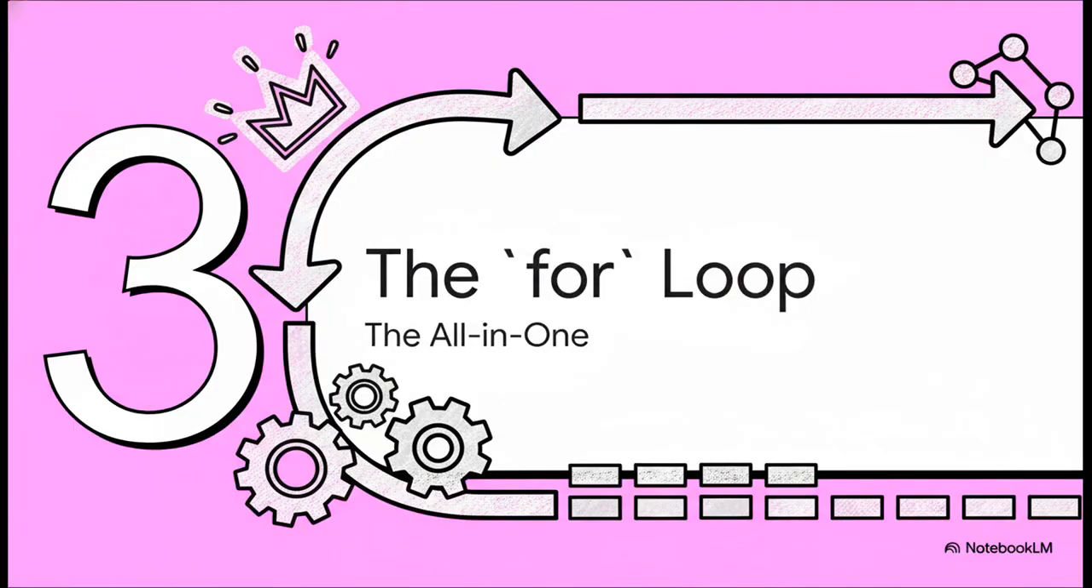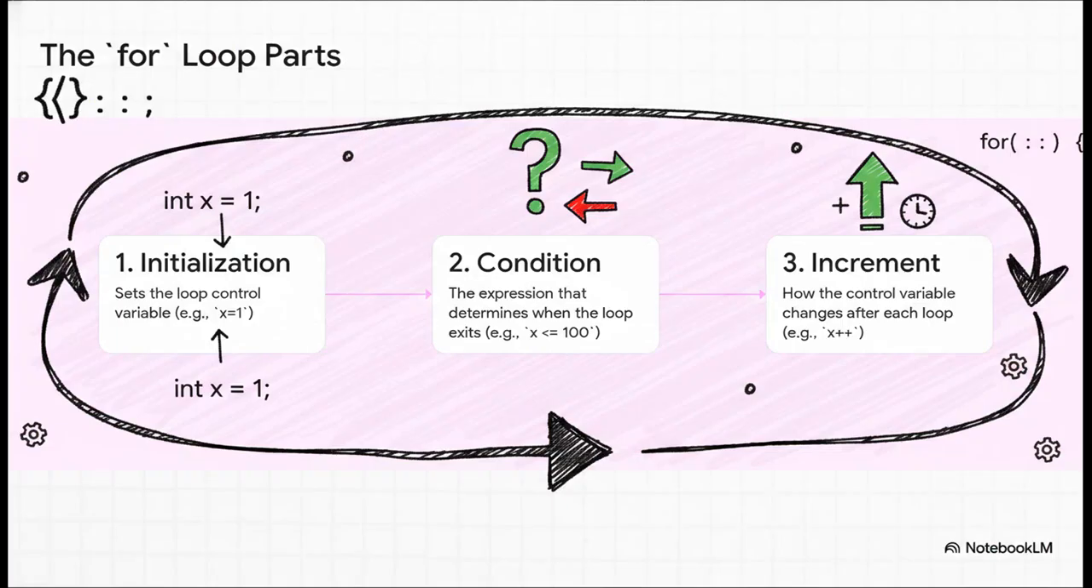All right, now for the one you've probably seen everywhere, the real powerhouse of looping, the for loop. This is the all-in-one, compact tool that so many C programmers reach for first, and for good reason. The beauty of the for loop is that it packs the three key parts of a loop into one clean line. First, you have the initialization, where you set up your counter variable. Second, you have the condition, which is checked before every single loop, just like a while loop. And third, you have the increment, which is what happens to your counter after each pass.